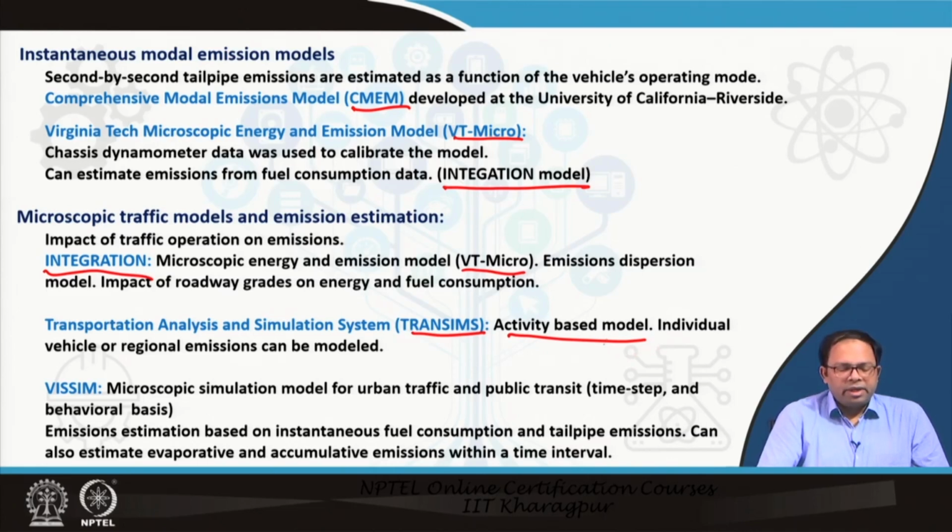And here in activity based models, individual vehicles could be modeled. We can determine the movement patterns of each vehicle, where it goes, which time of the day it goes, and so on. And based on those data, we can also estimate vehicle-wise emission, or that could also be aggregated to region-wide emissions as well. So this kind of modeling system is also nowadays being used.